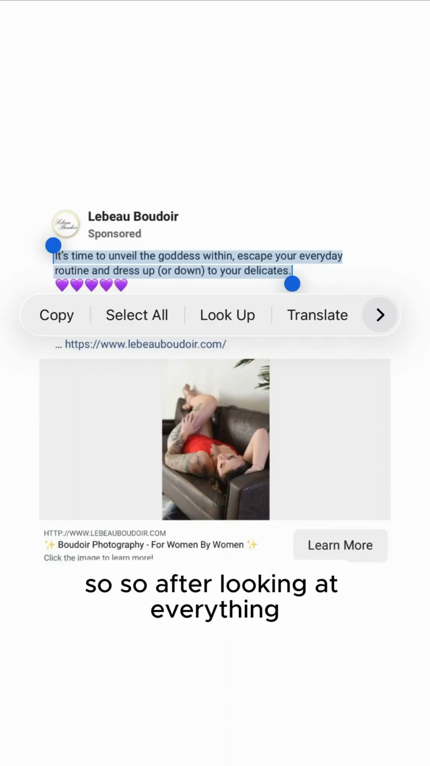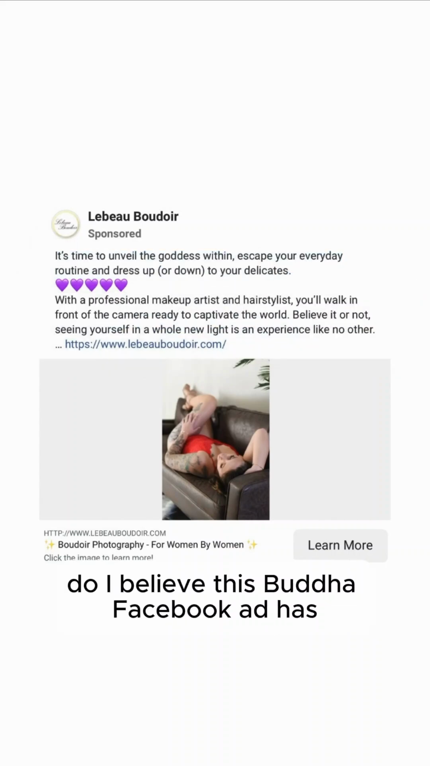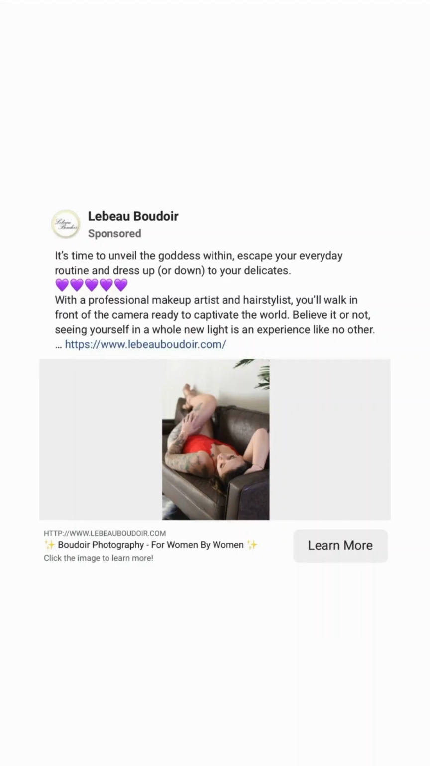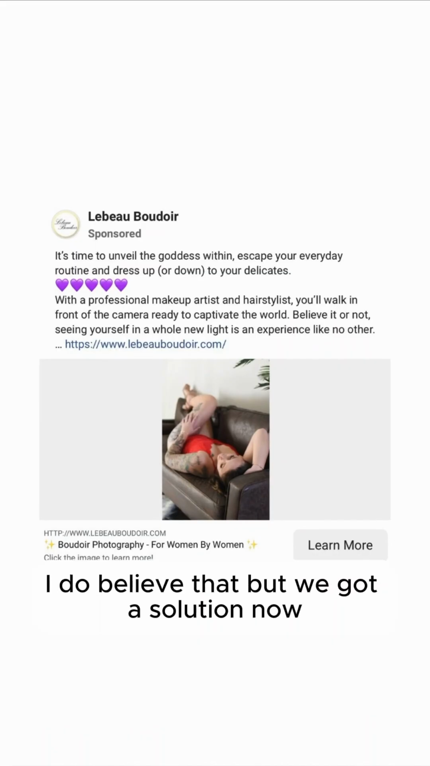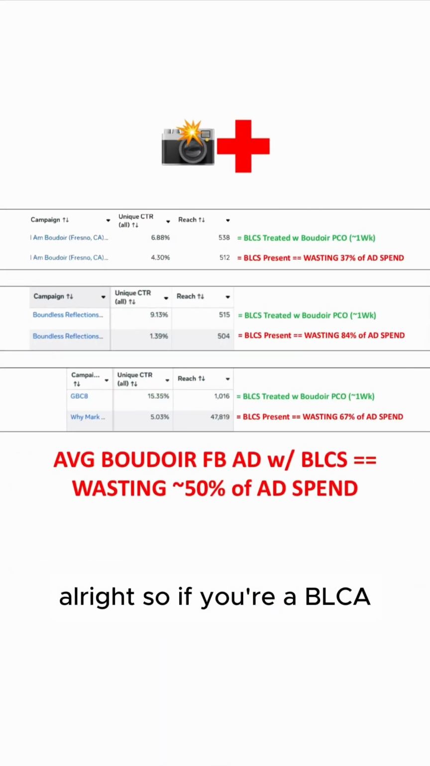So after looking at everything, do I believe this boudoir Facebook ad has boudoir low click syndrome, unique CTRL under 6%? Yes, I do believe that. But we got a solution now. We got Boudoir Pico.